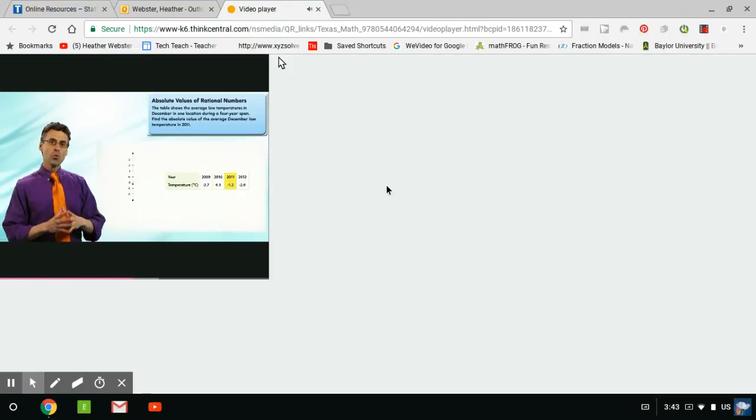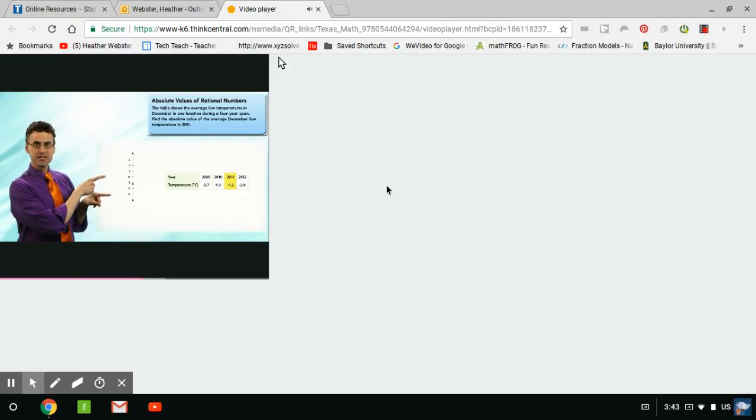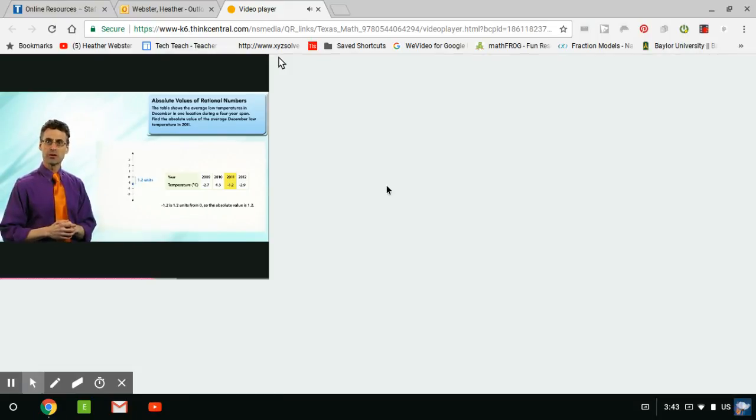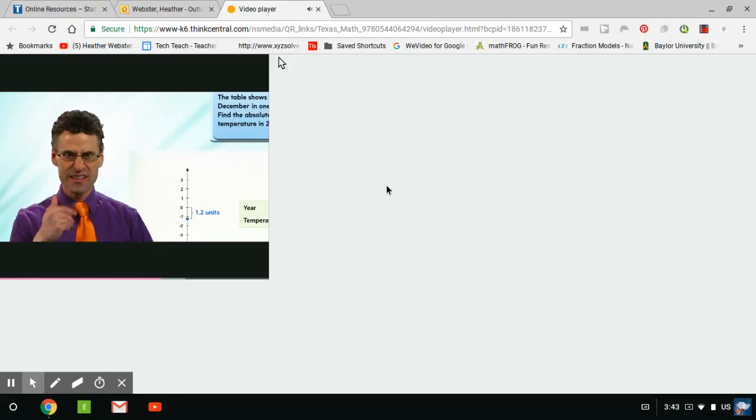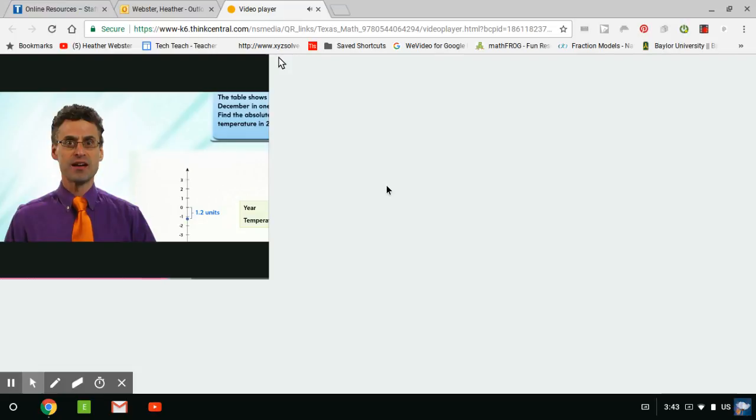What's the absolute value? Well, that represents just the distance between that point and 0. If we look at that point and 0, we see that the distance is 1.2. And so the absolute value of negative 1.2 is 1.2. Here's a way of thinking about it. In fact, this is a little sneaky thing, it's between you and me. Absolute value is measuring length.